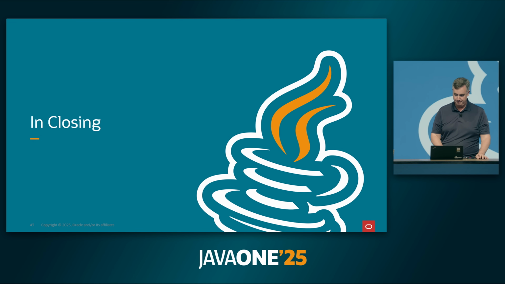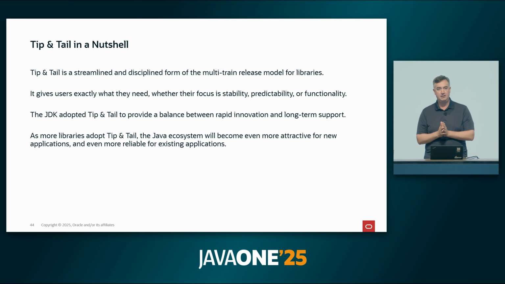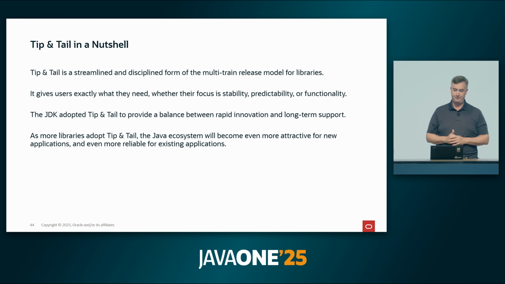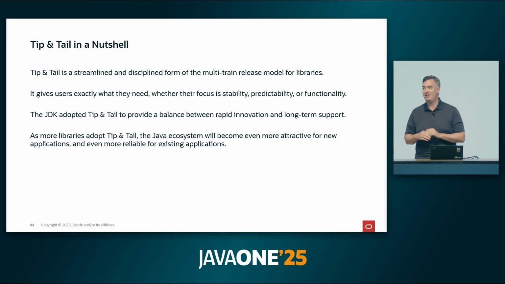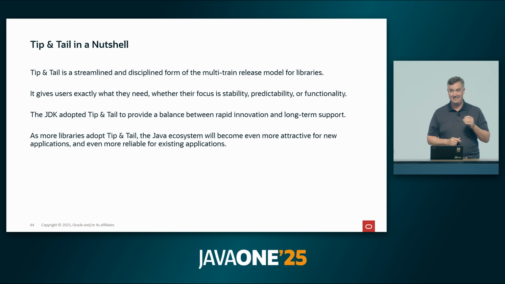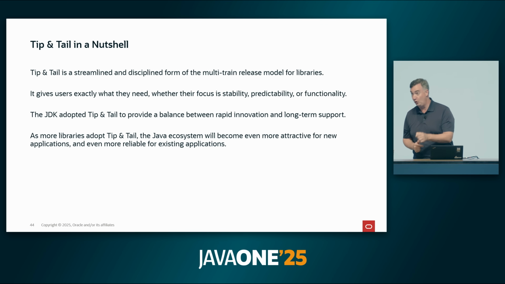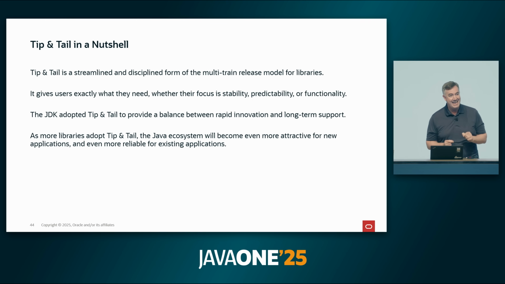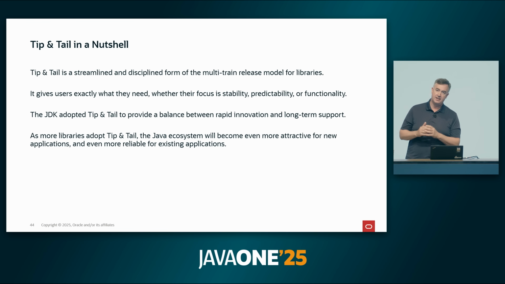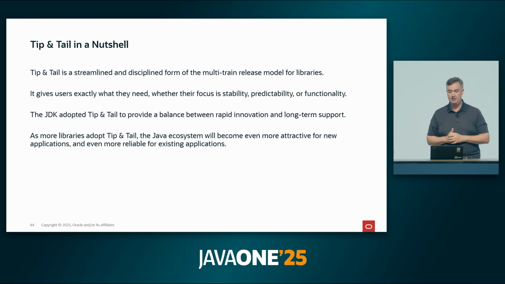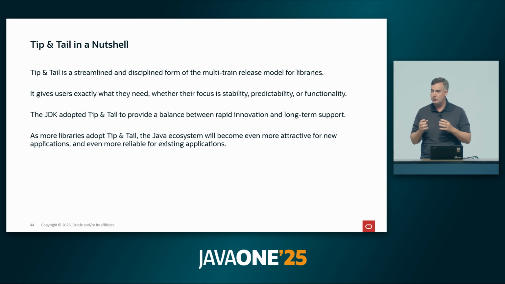So let's review. In a nutshell, tip and tail is a streamlined and disciplined form of the multi-train release model for libraries. It gives users exactly what they need, whether their focus and need is stability or predictability or functionality. The JDK adopted tip and tail to provide a balance between rapid innovation in the tip and long-term support in the tails. And we think as more libraries adopt tip and tail, the whole Java ecosystem will become even more attractive for new applications and even more reliable for long-running existing applications.